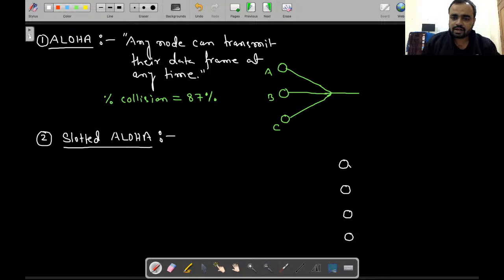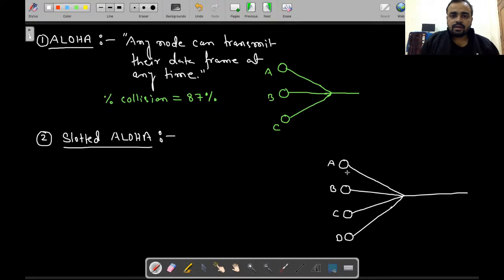Which are connected with a common medium. This is node A, this is node B, this is node C, and this is node D. Okay, so in the earlier situation, like Aloha, we assumed that any node can transmit its data packets at any time. But here it will not happen.